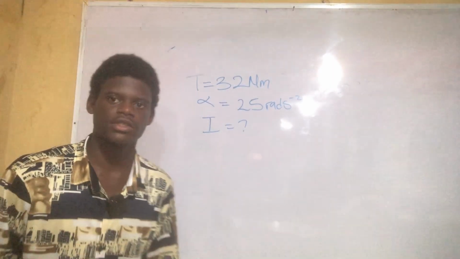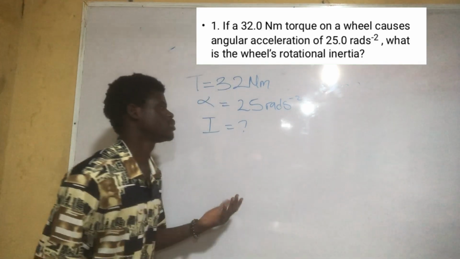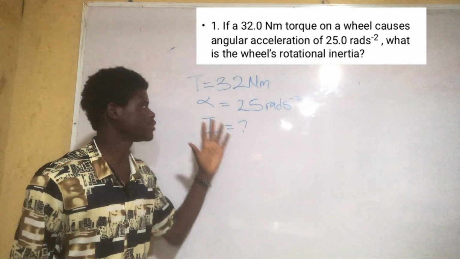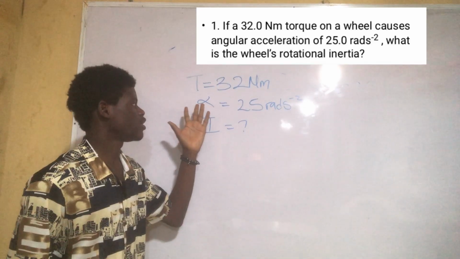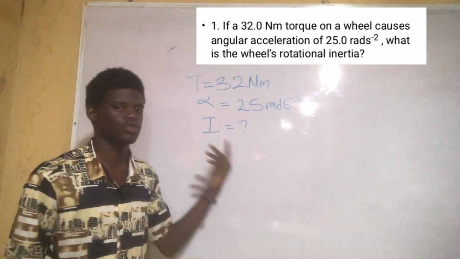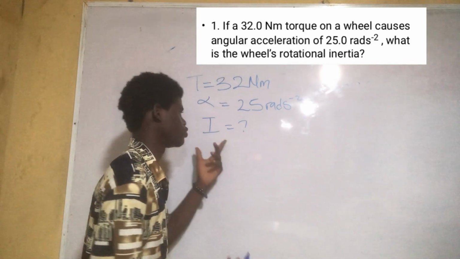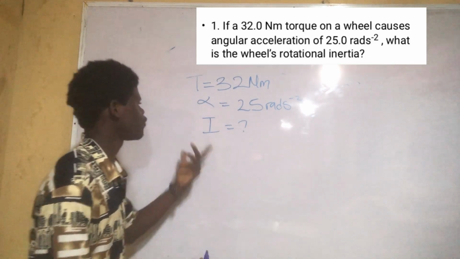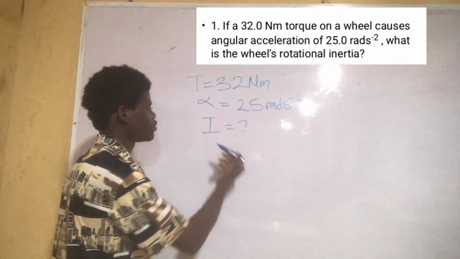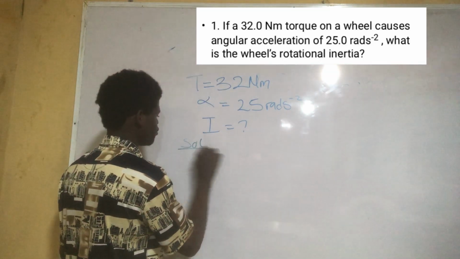There's this question in the slide. It will be in the description of the video. They said a torque of 32 Newton meter causes a wheel to rotate, giving it an angular acceleration of 25 rad per second squared. And they asked us to find the rotational inertia. You should know another name for moment of inertia is rotational inertia. So to find this, they gave us torque, they gave us angular acceleration.